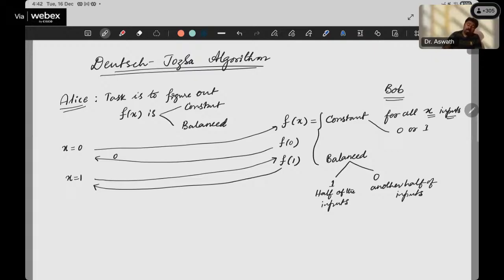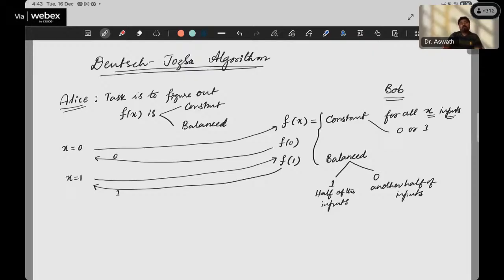In the second query, let's say she gets 1. Straight away she can say the function is balanced, because with just two cases, 0 and 1, both are coming. It doesn't matter how many queries are needed. With just two attempts she can find out the function is balanced. This is our best day, the luckiest day I would say.